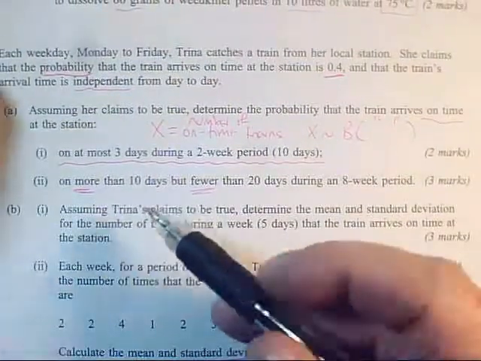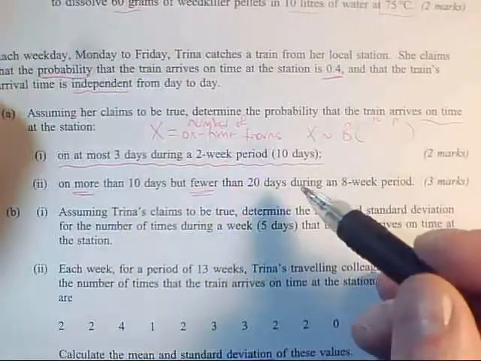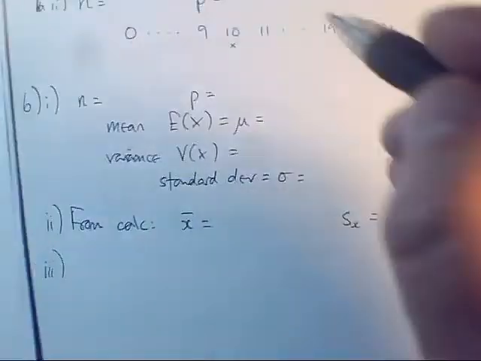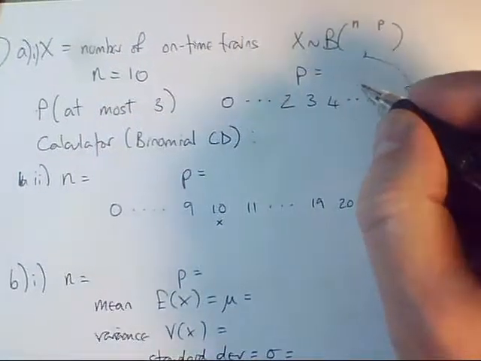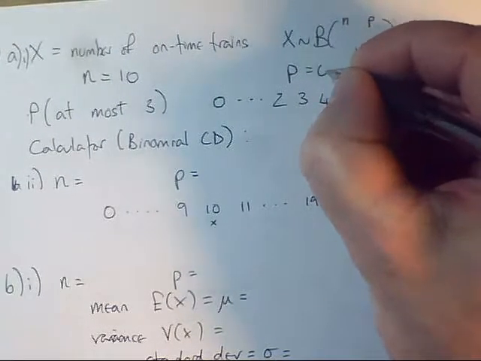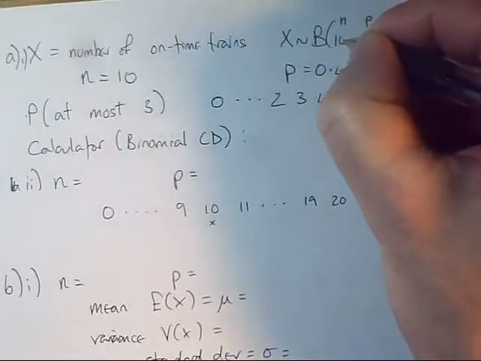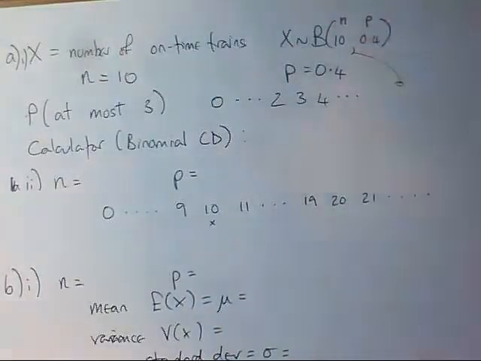Okay, so completing the solution here. 3 days during a 2-week period. So the 2-week period is 10 days, so n is 10. Oops, go back to my template. And the probability that Trina claims is 0.4. So 10 and 0.4 are my binomial parameters.